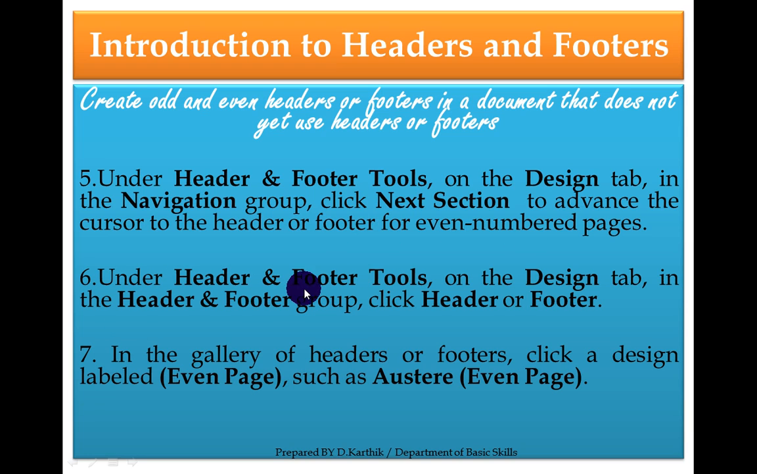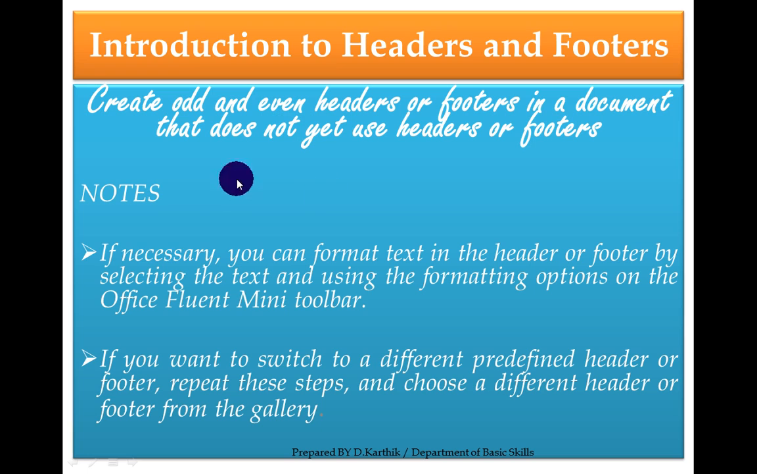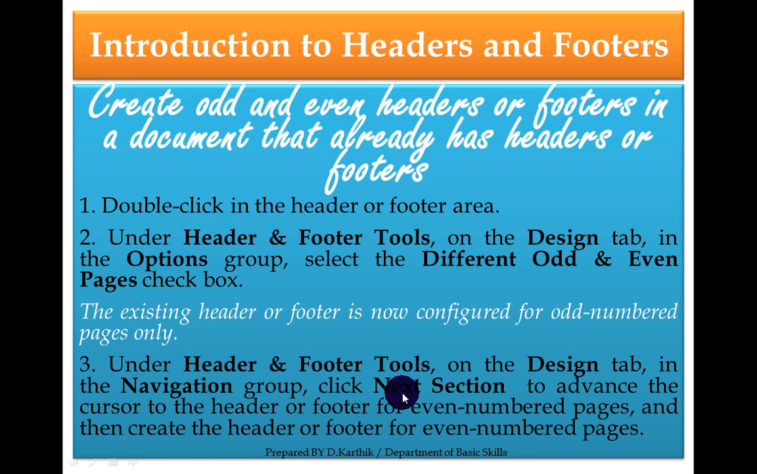Under header and footer tools, on the Design tab, in the header and footer group, click header. In the gallery of headers, click the design labeled even pages and odd pages. Note, if necessary, you can format the text in the header or footer by selecting the text and using the formatting options on the Office Fluent mini toolbar. If you want to switch to different predefined headers or footers, repeat these steps and choose a different header and footer from the gallery.